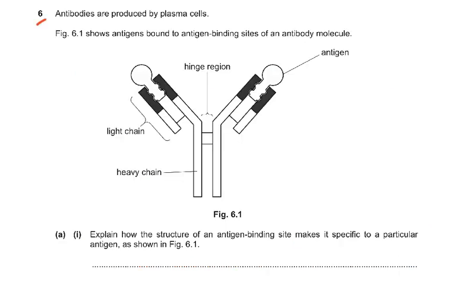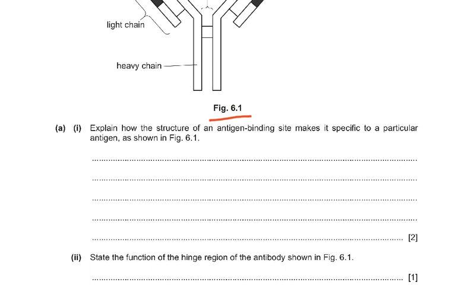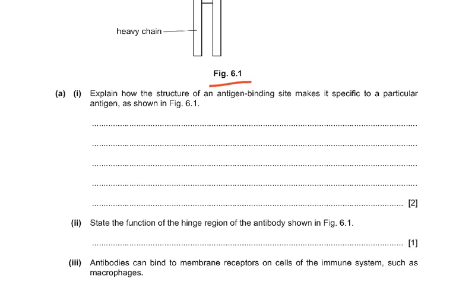Question number 6, this is the last question. Antibodies are produced by plasma cells. Figure 6.1 shows antigens bound to antigen binding sites of an antibody molecule, and you can see the labels: antigen, hinge region, light chain, heavy chain. Explain how the structure of an antigen binding site makes it specific to a particular antigen.